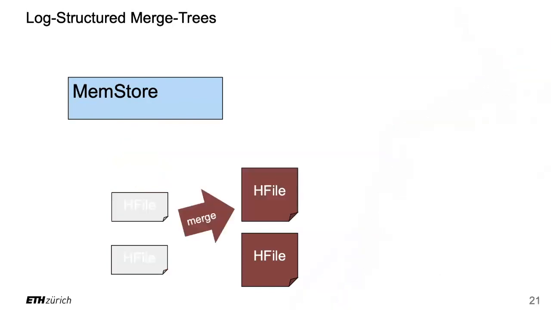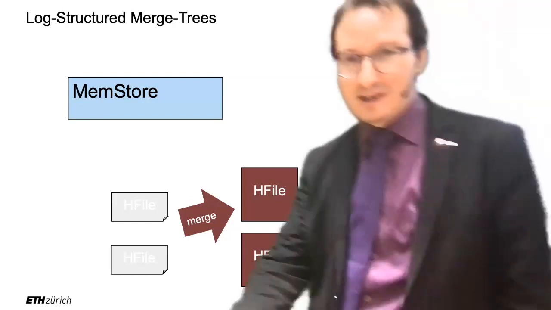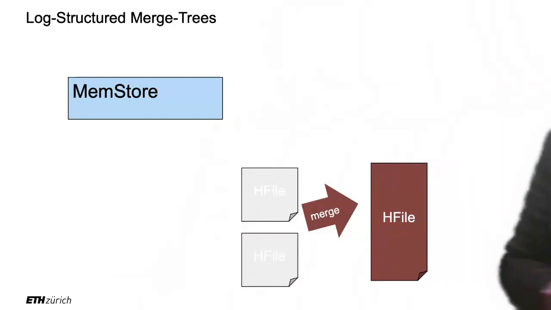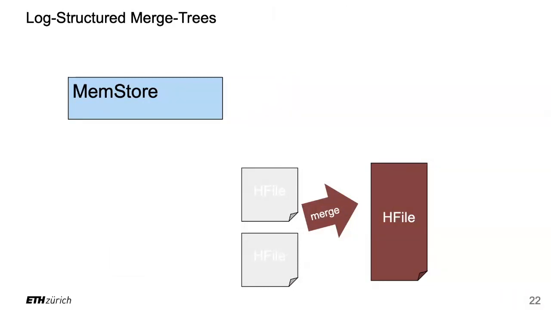Perfect, you're good. You see, you're following. And now I have 2 HFiles that again have the same size, so I compact them. Exactly. So now what I get is again a single HFile, but it's going to have double the size. You see where this is going? Yes?